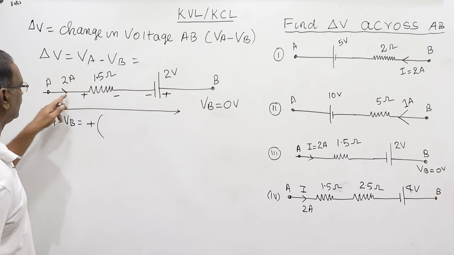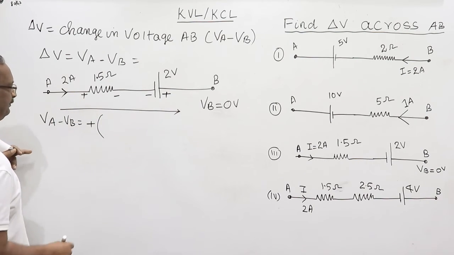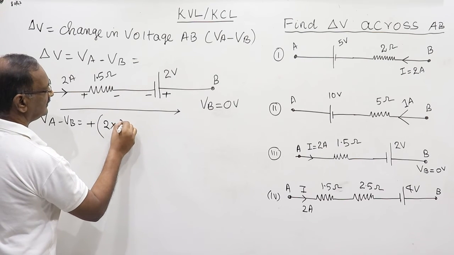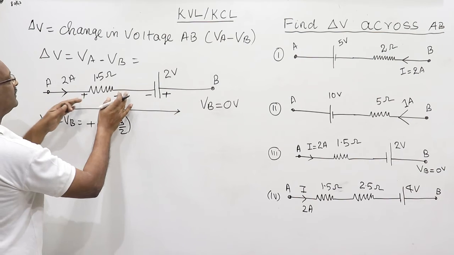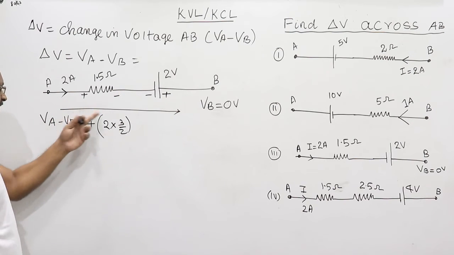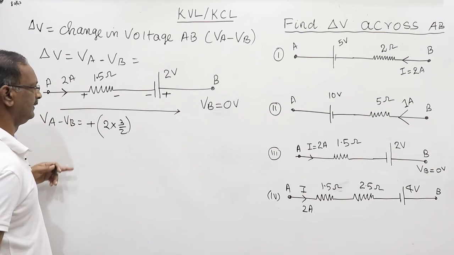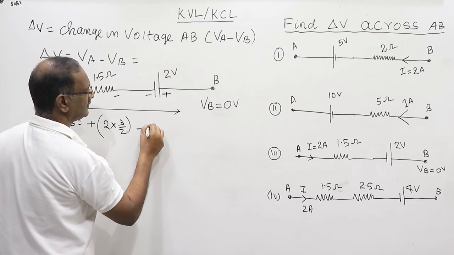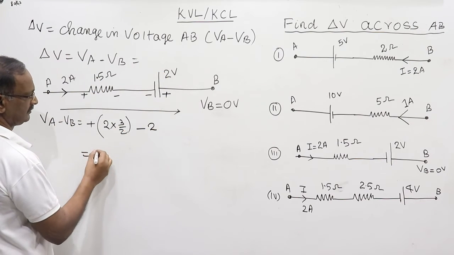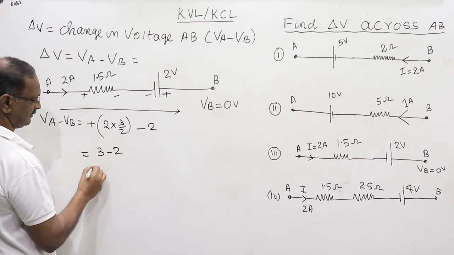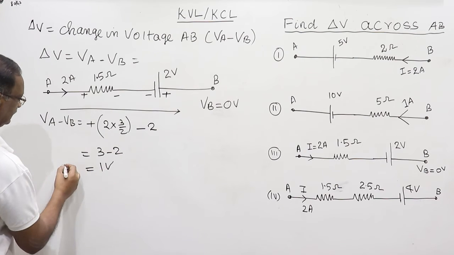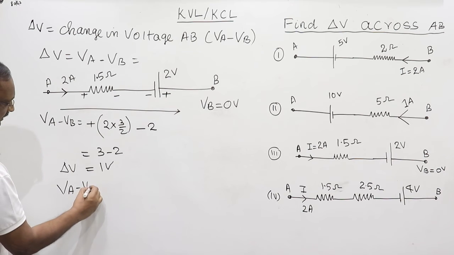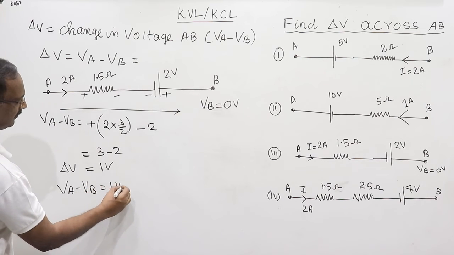The voltage drop is equal to I into R. I is equal to 2 ampere into R is equal to 1.5, that is 3. This is the voltage drop across this resistor due to the 2 ampere current. This will be minus 2 because we are moving from negative to positive. So 3 minus 2 is equal to 1 volt. That is delta V, the potential difference VA minus VB is equal to 1 volt.